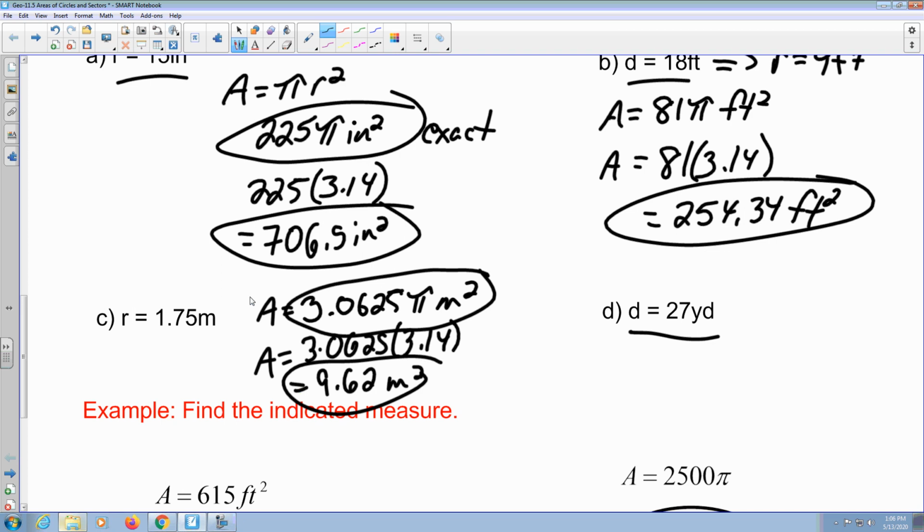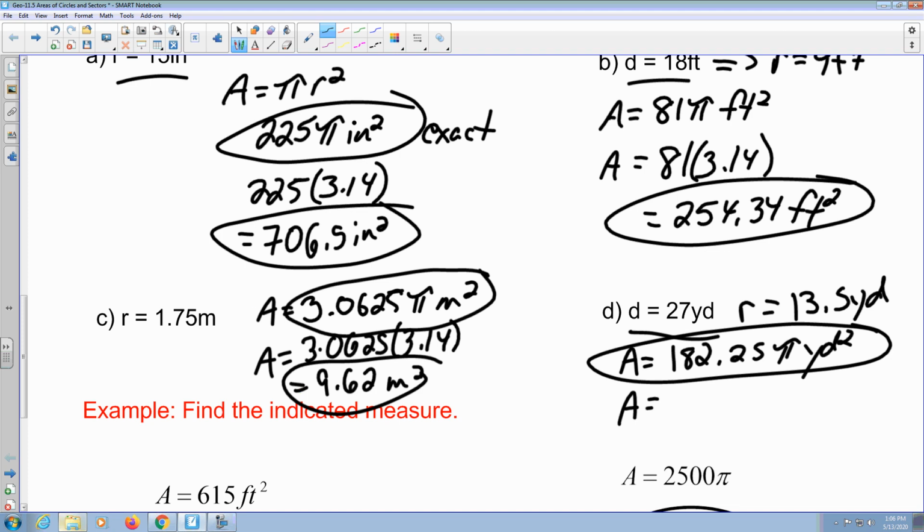Here they give you a diameter, so you have to convert that to radius. So you divide 27 by 2, you get 13 and a half yards. So my exact answer is going to be 13.5 squared, which is 182.25, and I'm going to have pi square yards. My approximate answer is going to be that 182.25 times 3.14, which means I get an approximate answer of 572.27 square yards.